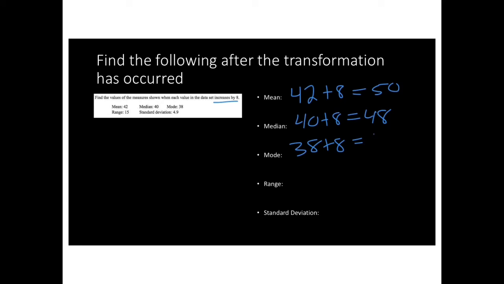The mode is going to change by 8, giving us 46. The range is not going to change. The range is going to be staying the same. So the range is going to be 15. And our standard deviation is going to stay as 4.9 as well.